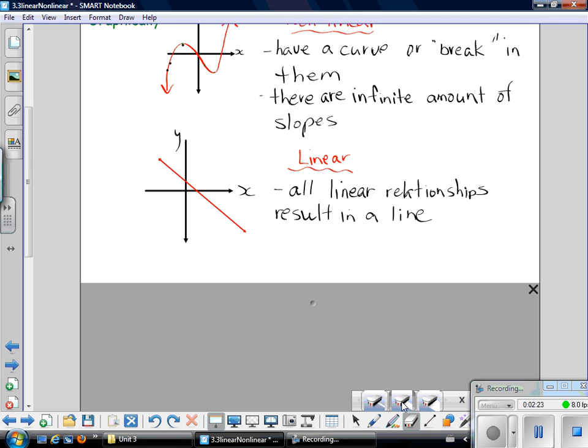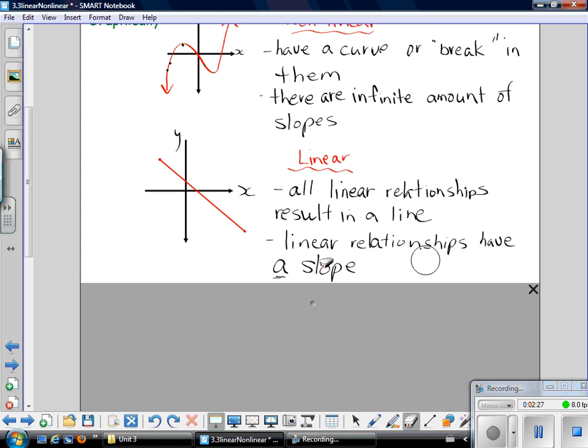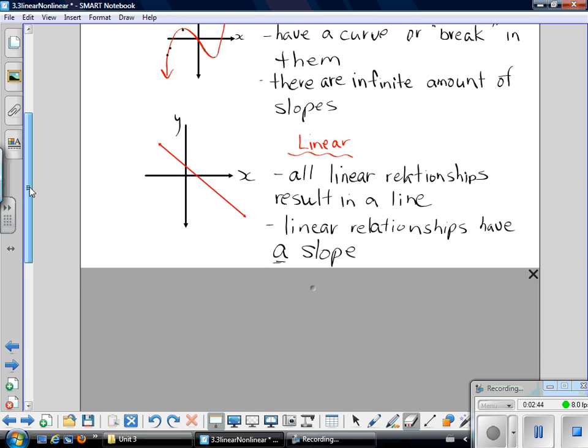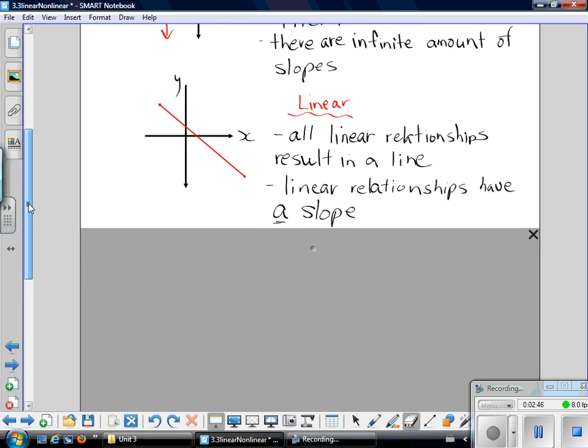Now, the other thing that we know is that linear relationships have one slope. If I pick two points, I'm going to get the same slope whether I choose those two or a different set of points. So that's graphically how we tell whether something's linear or nonlinear.